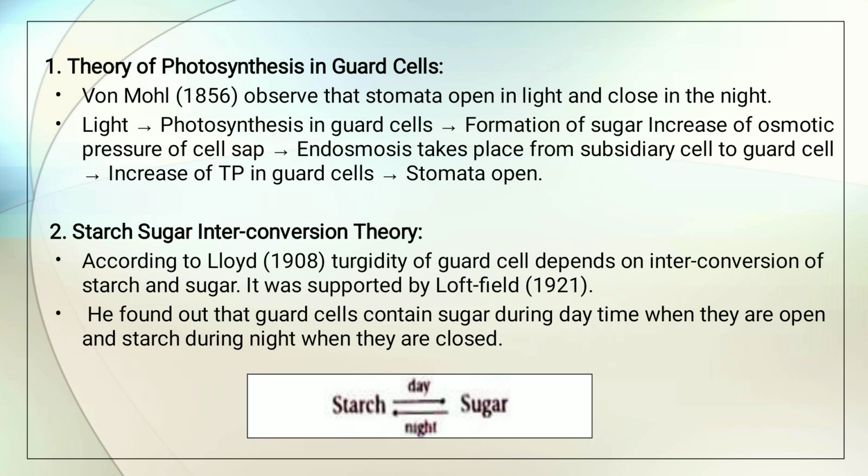Next, the second theory is the starch-sugar interconversion theory. According to Lloyd, in the year 1908, turgidity of the guard cells depends on the interconversion of starch and sugar. It was supported by Loftfield in the year 1921. He found that guard cells contain sugar during the daytime when they are open and starch during the night when they are closed.